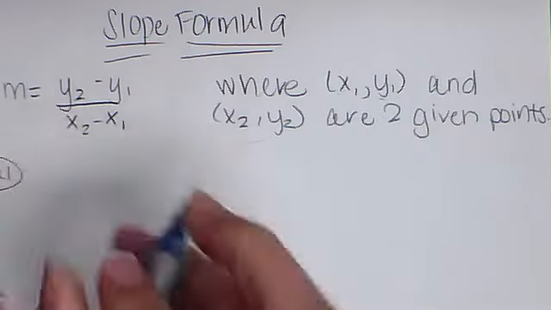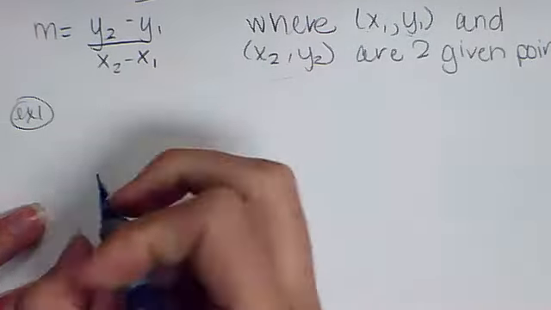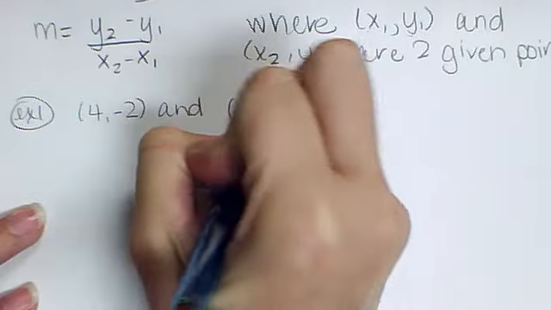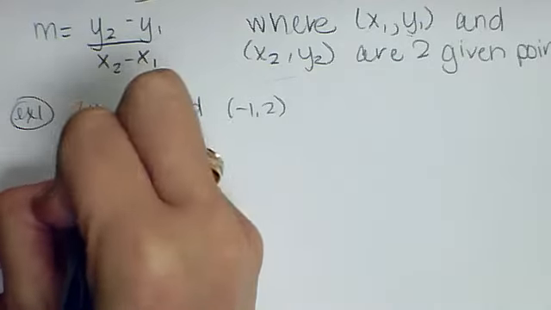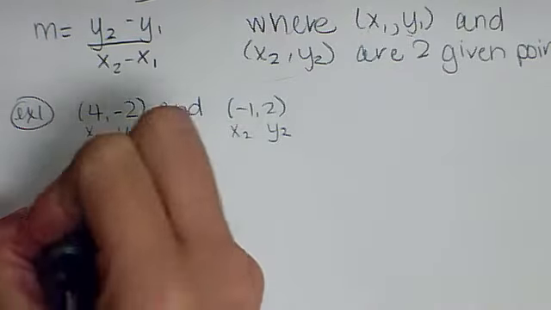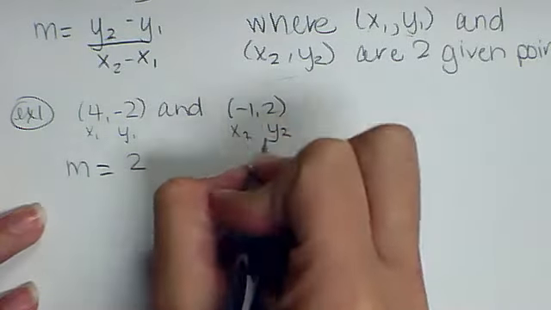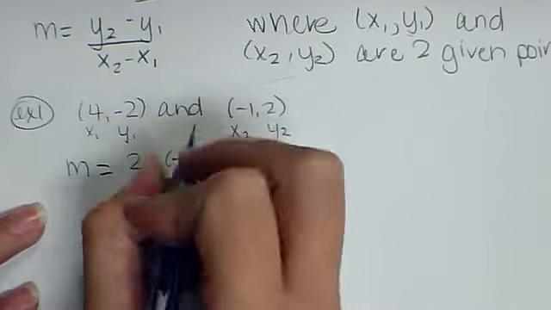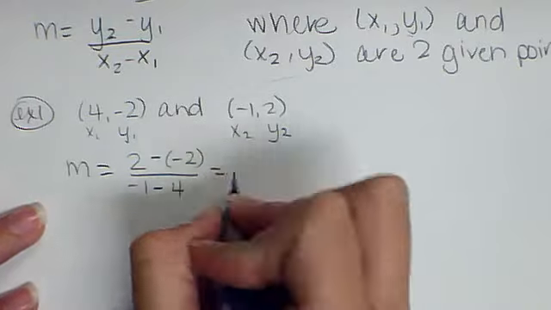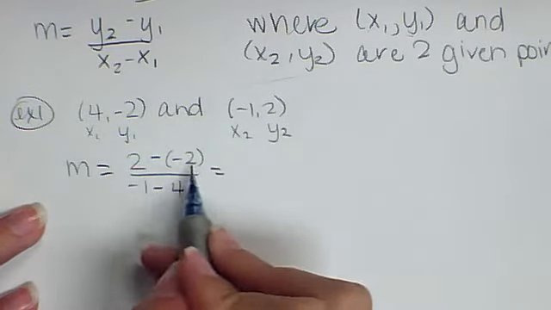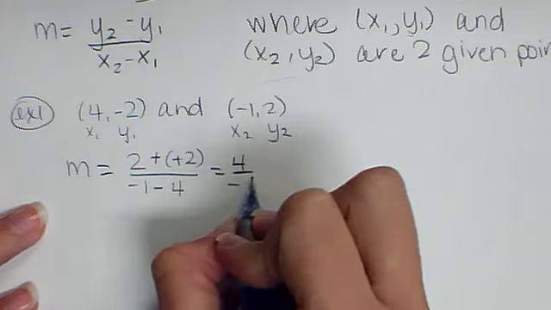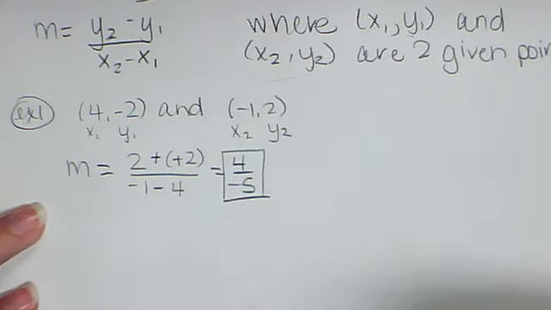We're going to look at several examples of different kinds of problems that we could see. So starting with number 1, we have 4, negative 2, and negative 1, 2. If we label them as x1, y1, and x2, y2, this is my group of 2s, this is my group of 1s, and plug them into my formula, I get 2, because that's our y2, minus negative 2, because that's our y1, over negative 1 minus 4. Then I will start to just compute this. Just do the top first, and negative negative makes a positive, so that's 4 over negative and negative make negative 5. So that's 4 over negative 5.